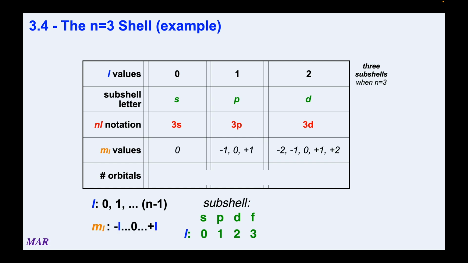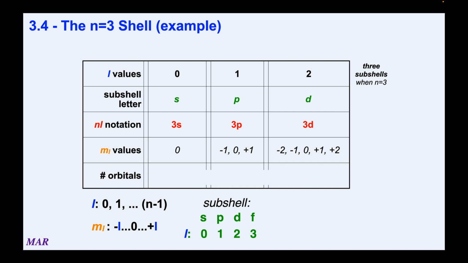And when you get to L equals 2, minus 2 to positive 2, you can see there's 5 different m sub L values that are possible. So because there's 1 m sub L value, that's why there's 1 orbital. Because there's 3 m sub L values when L equals 1, that's why there's 3 orbitals. 5 for the D, etc., etc., which is what we saw in that last slide.